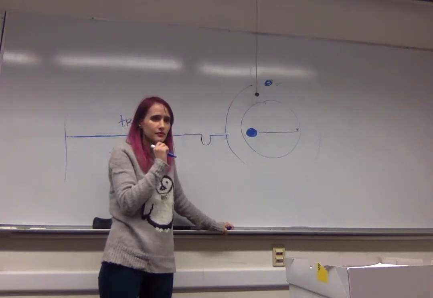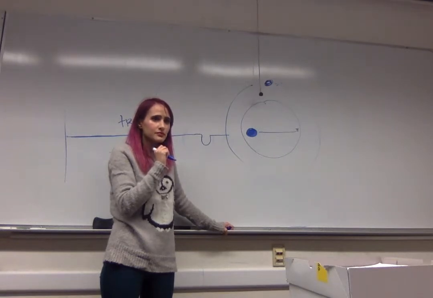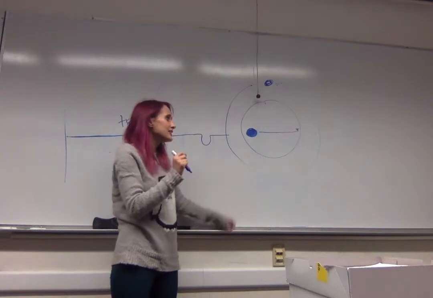Because you said there were two ways. The first way is radial velocity and the other way is transit. But is it that we're actually detecting if there's a planet there? Okay. Yeah.